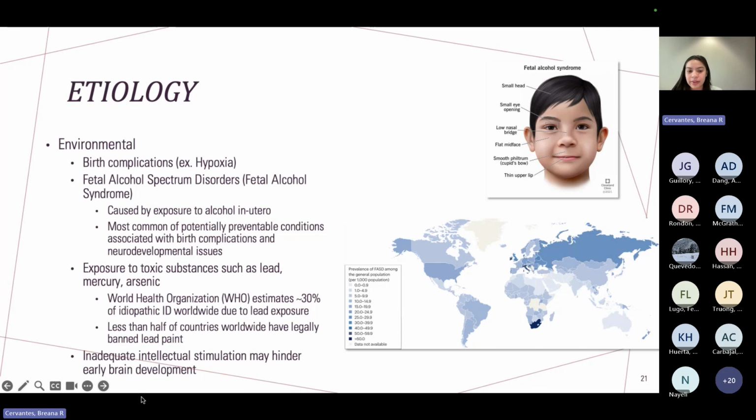It says here, less than half of countries worldwide have legally banned lead paint, which is also associated with this higher prevalence of FASD in certain regions of the continents, different continents.